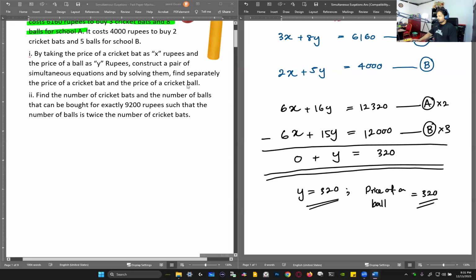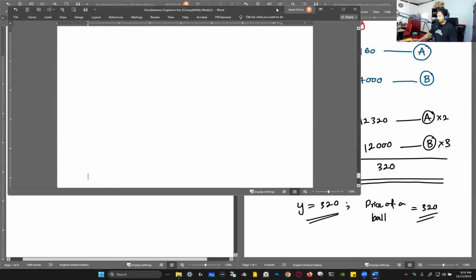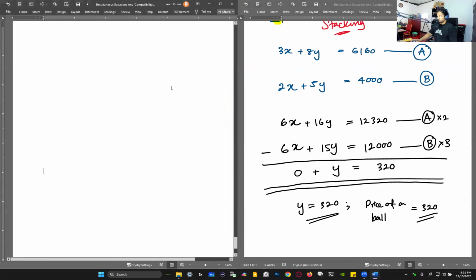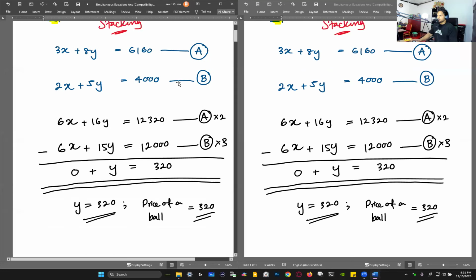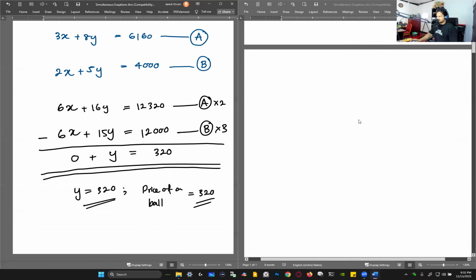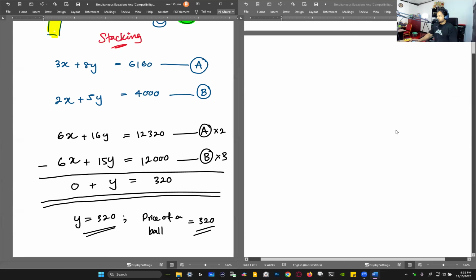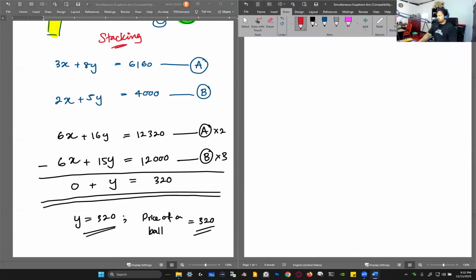All right. Now we know the value of y. Therefore, now we're going to find the value of x. Everybody's with me, right? So how do we find the value of x? We write the second equation. You can write any equation. I will write the second equation again, okay?